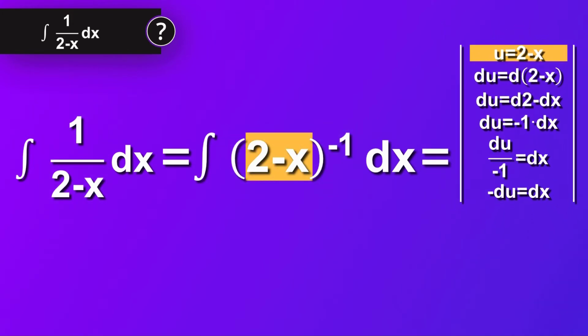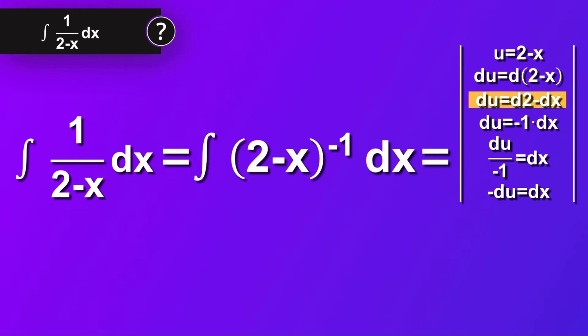We say u is equal to 2 minus x. We also have to know what the derivative of u is. So we write the derivative of u equals d of 2 minus x. From the rules that we can apply to derivatives, we know that the derivative of 2 minus x equals the derivative of 2 minus the derivative of x. Thus, we have du equals d2 minus dx.